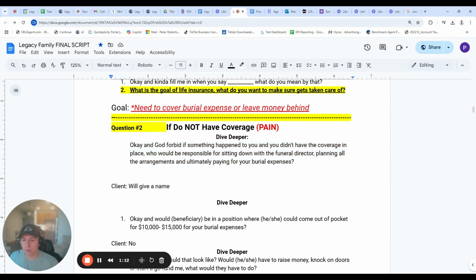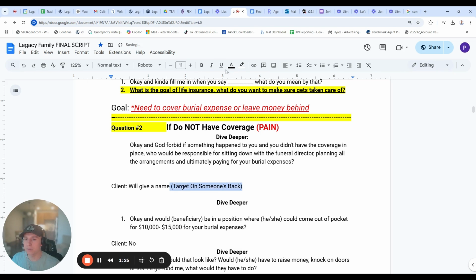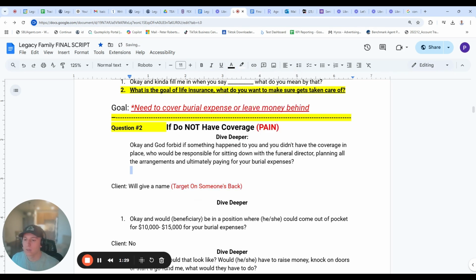Okay. This is what I call getting the target on someone's back. Target on someone's back. Okay. Why is this important? Because in order to buy life insurance, someone has to almost suffer or go through some type of pain. Okay, so when you get the name, you're going to put the target on someone's back.